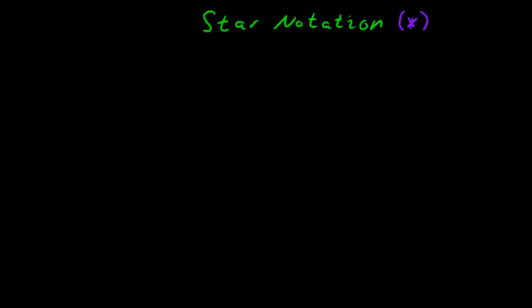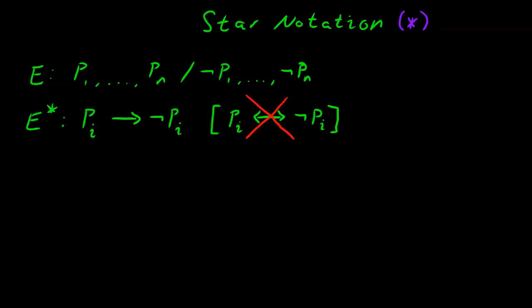In this video, we will cover temporary notation for a star operation so that the proofs of the parts of the theorems will be easier. Let E be a formula composed of atoms P1 to Pn and their negations not P1 to not Pn. Then the star operation turns E into the formula E star by replacing all Pi with not Pi.